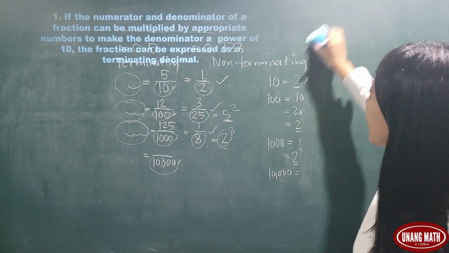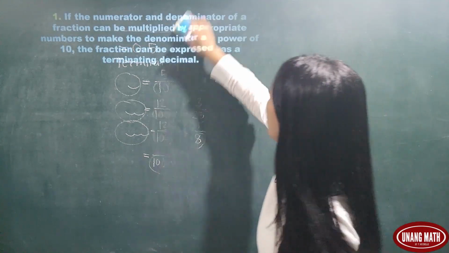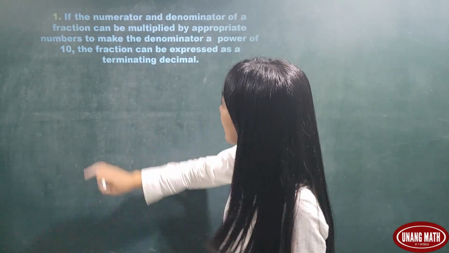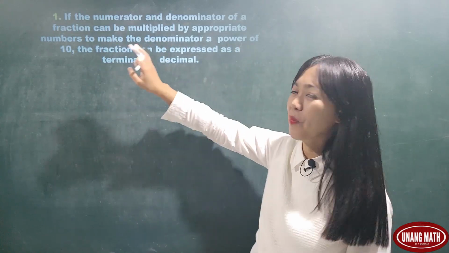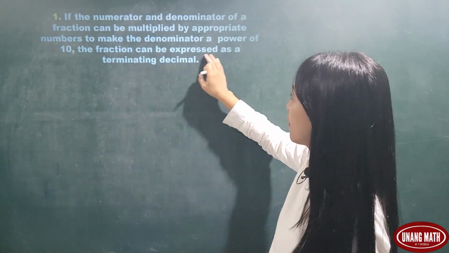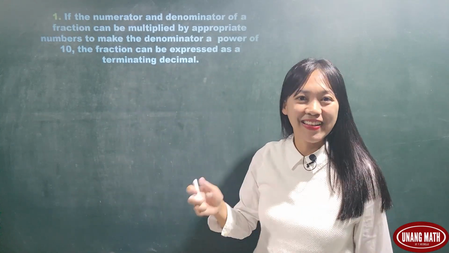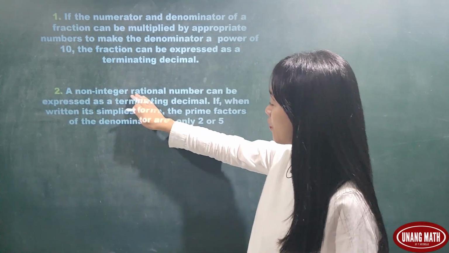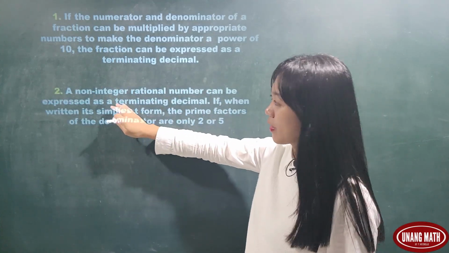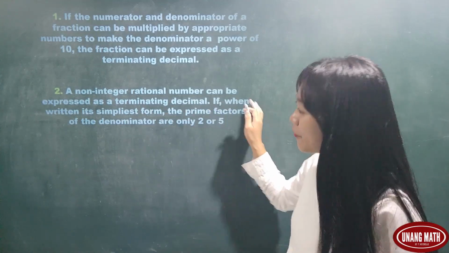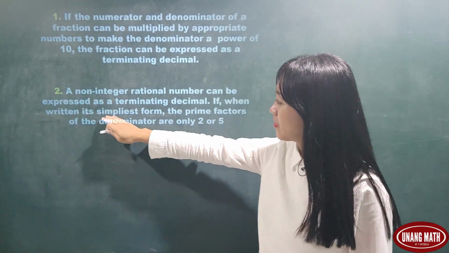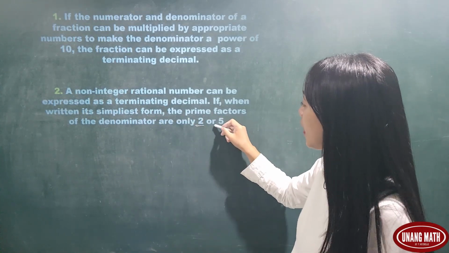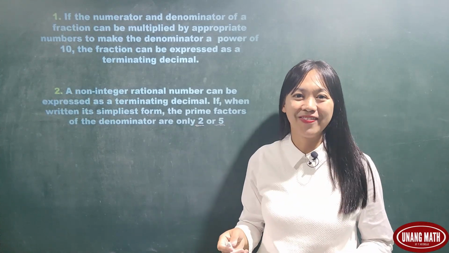Okay, so if the numerator and denominator of a fraction can be multiplied by appropriate numbers to make the denominator a power of 10, then the fraction can be expressed as a terminating decimal, just like our examples a while back. Or a non-integer rational number can be expressed as a terminating decimal if, when written in simplest form, the prime factors of the denominator are only 2 or 5.